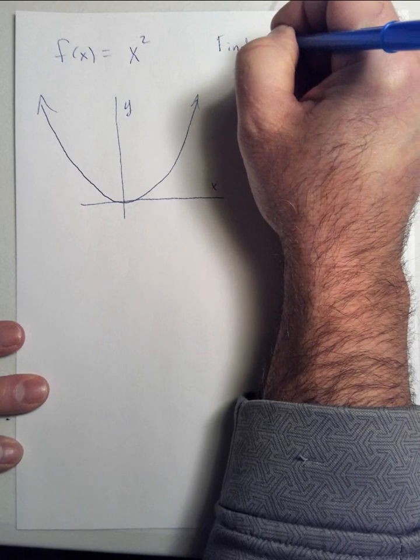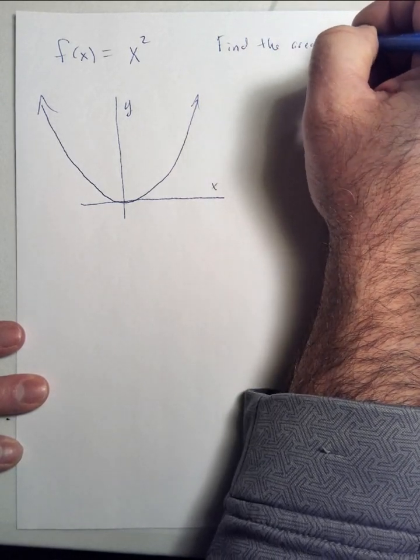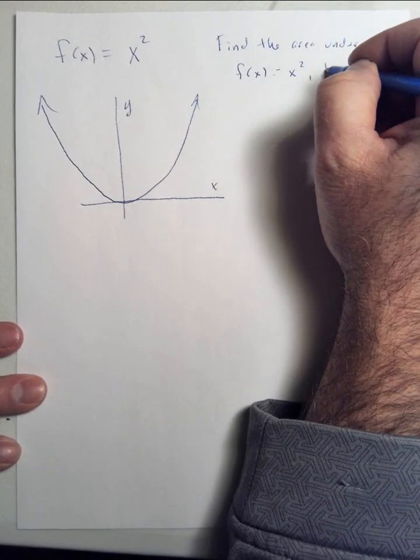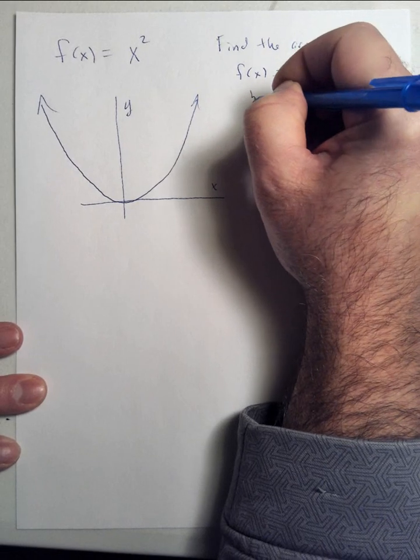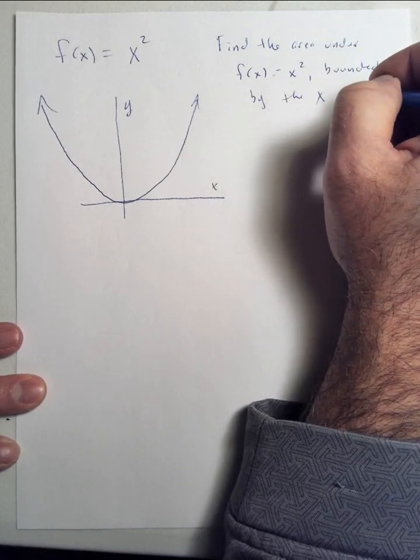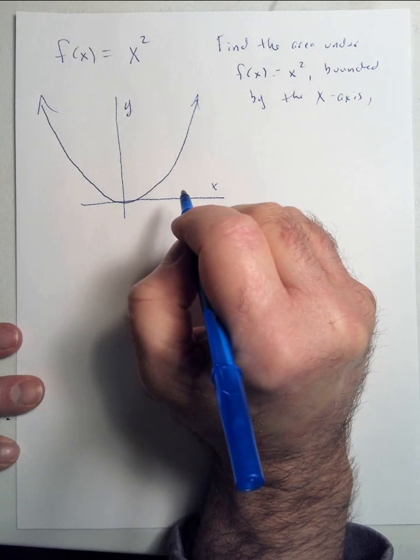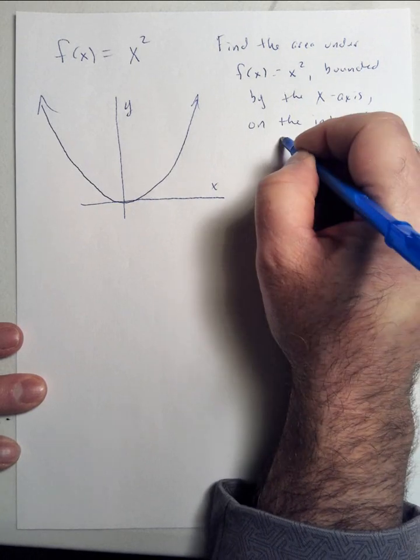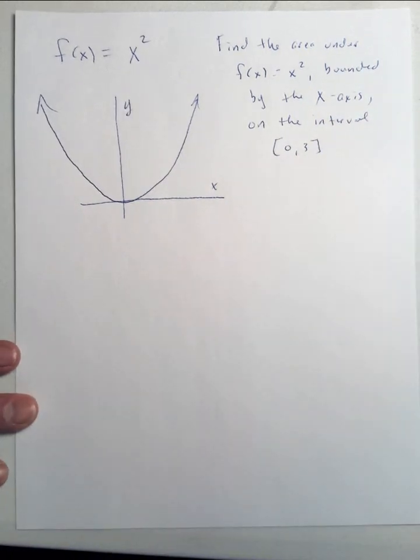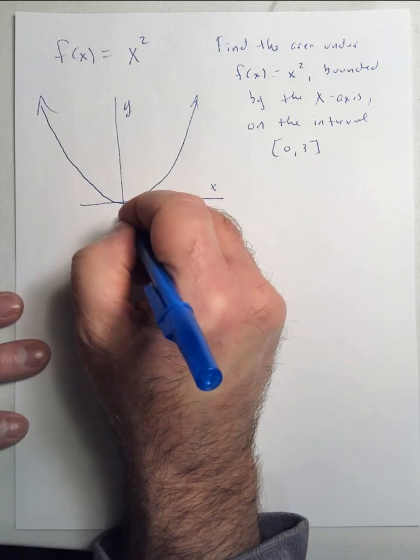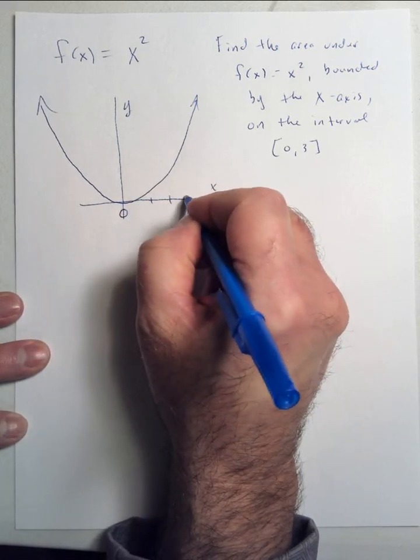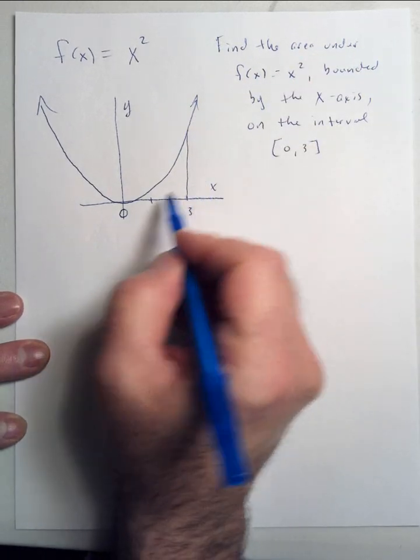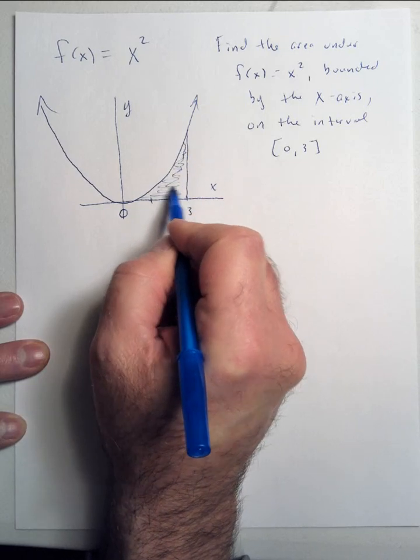So we're going to find the area under the curve of f(x) = x squared, bounded by the x-axis on the interval 0 to 3. So again, that is the interval 0 to 3. So we're going to look at finding the area from 0 to 3. So really what we're looking at, again, that's x = 3, is we're looking at trying to find this area right in here.